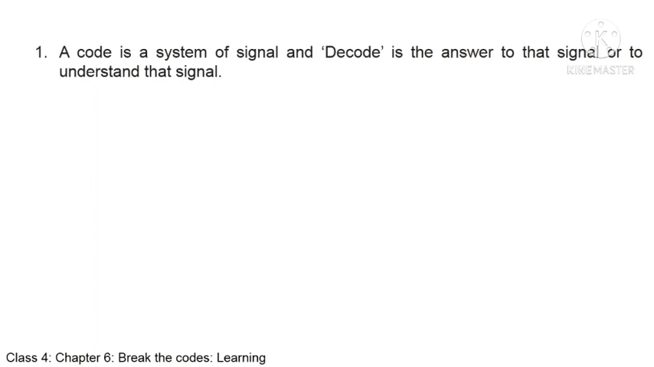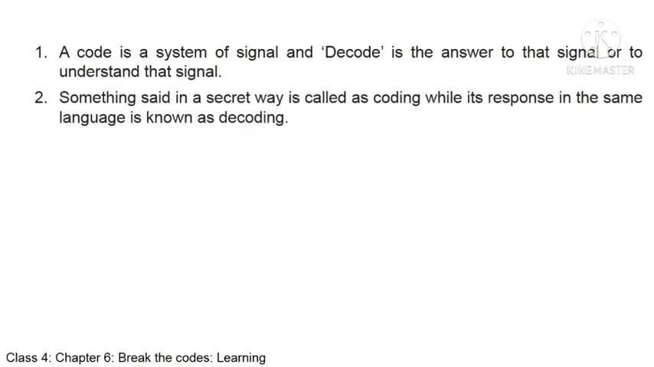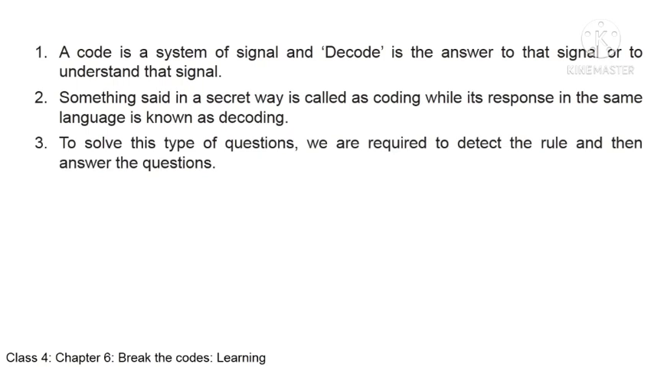A code is a system of signal and decode is the answer to that signal or to understand that signal. Something said in a secret way is called coding, while its response in the same language is also known as decoding. To solve this type of questions, we are required to detect the rule and then answer the questions.